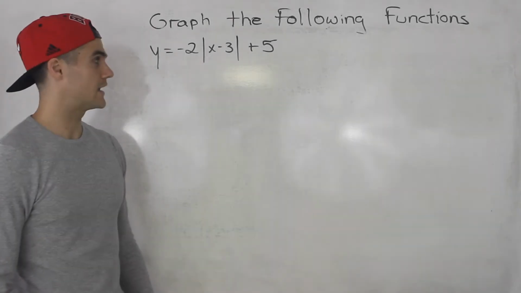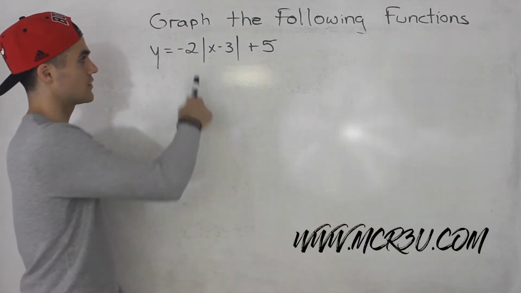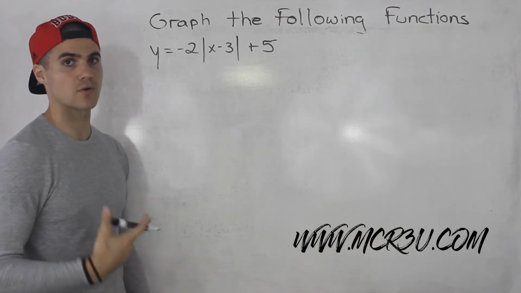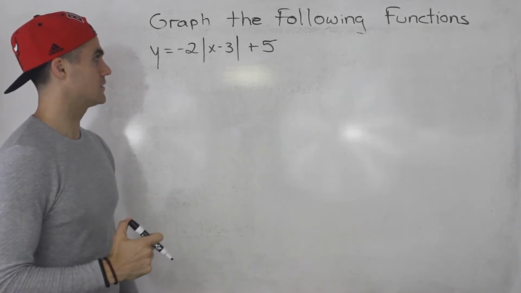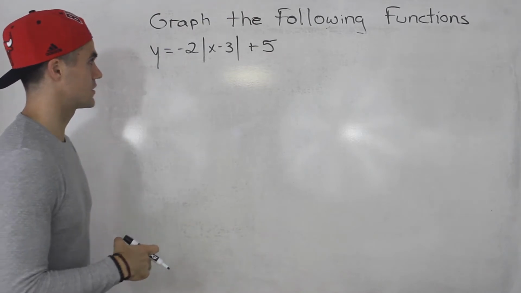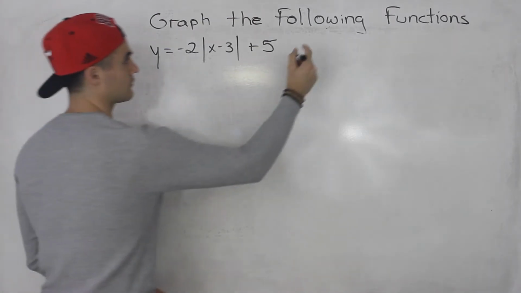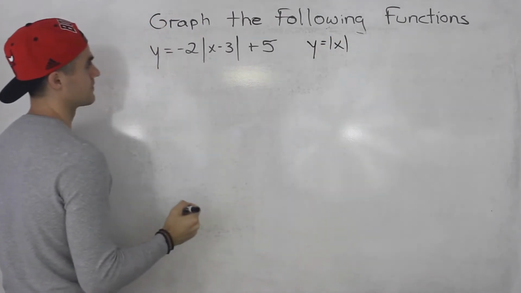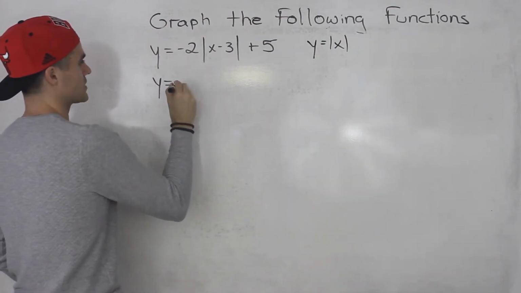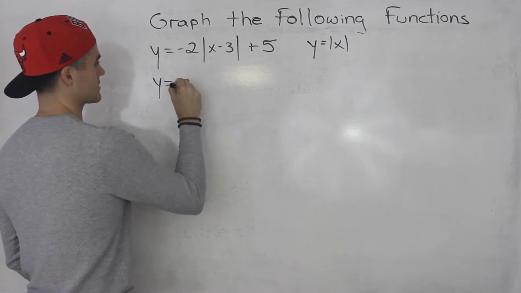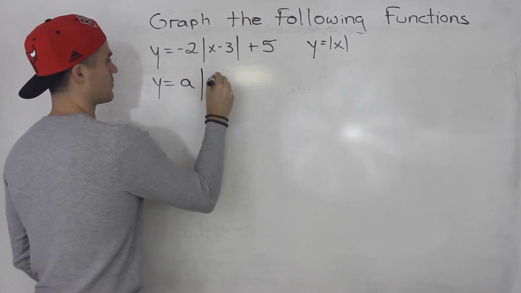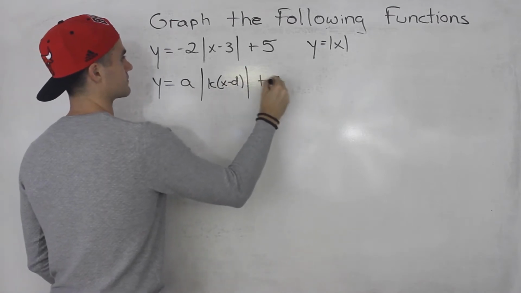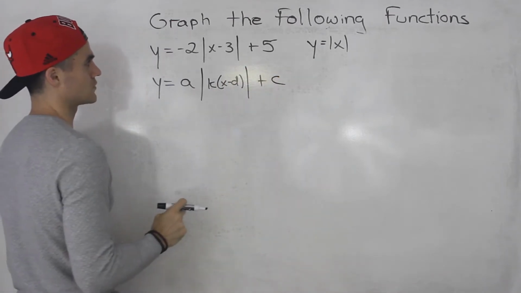Welcome back, everybody. In this question, we have to take this function, -2 absolute value x minus 3 plus 5, and graph it. So I am going to use transformations to graph this. Notice that the parent function is absolute value x. And in general, when you transform the absolute value x, the transformation format always looks like this for the absolute value function.